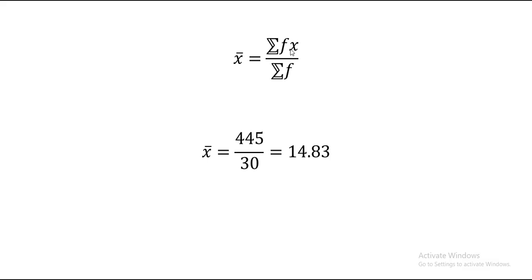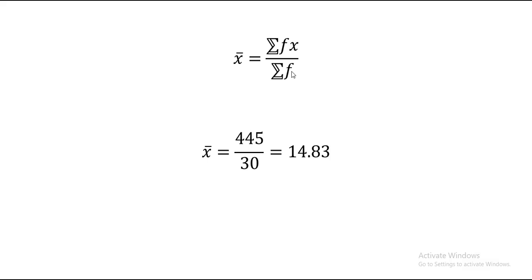For simple frequency distribution, we multiply the frequency with the observation itself, for each observation. After calculating this, we add it up, that is summation fx. We take the summation fx value and divide it by the total frequency, which is the sum of f.